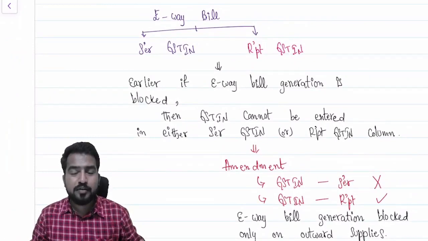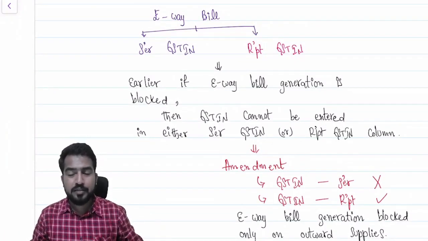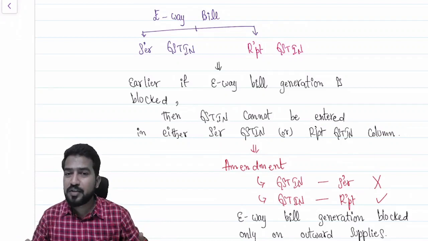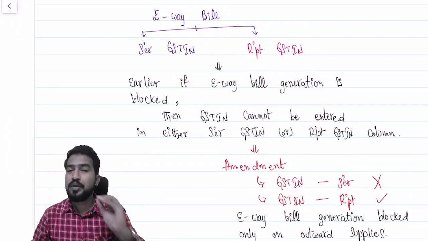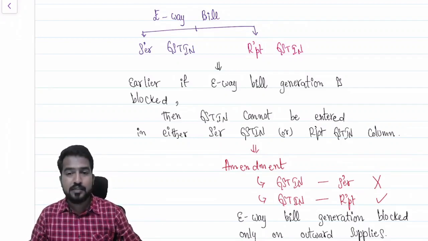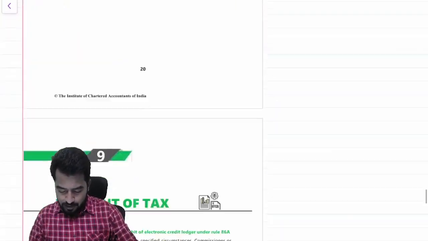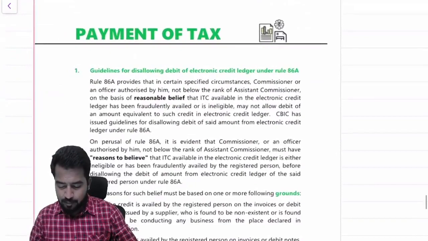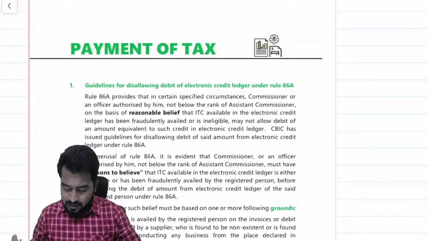Hope it is clear. So, very simple amendment, right? Guys, the amendments are very simple, but they are very, very important for you, for your main exam also. Fine? So let us move on to the amendment in the next chapter, chapter number 9, payment of tax. A very, very simple thing.